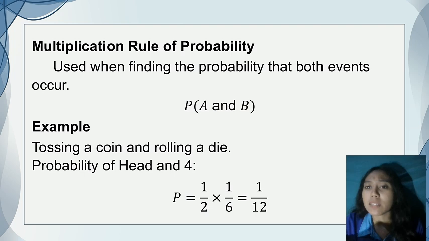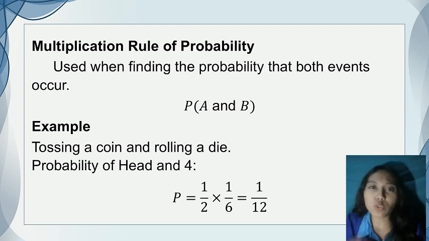So what is the probability of getting heads and a 4? P is equal to 1/2 times 1/6, which is equal to 1/12. If you want to find the probability of drawing an ace from a deck of cards and then flipping heads on a coin, you'd use the multiplication rule.